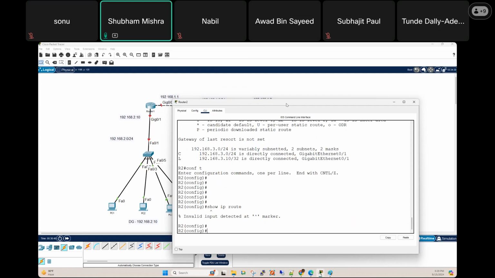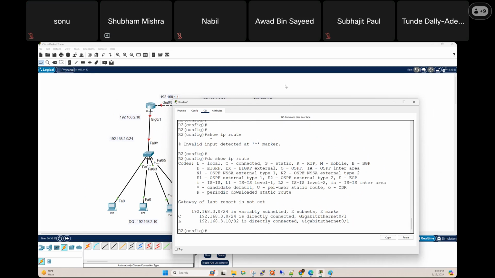So basically, in global configuration mode, we cannot directly run the show command. If you want to run the show command, what do you have to do? You have to write the do keyword here. Then you are able to see the result. Done, everyone? Understand? Yes.